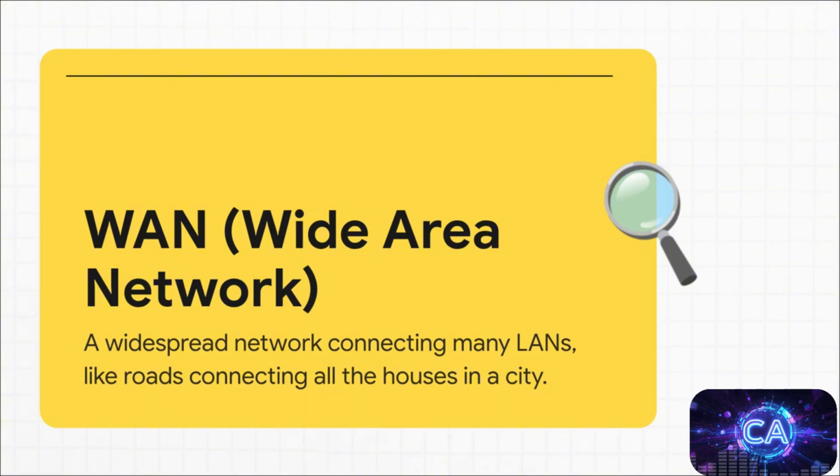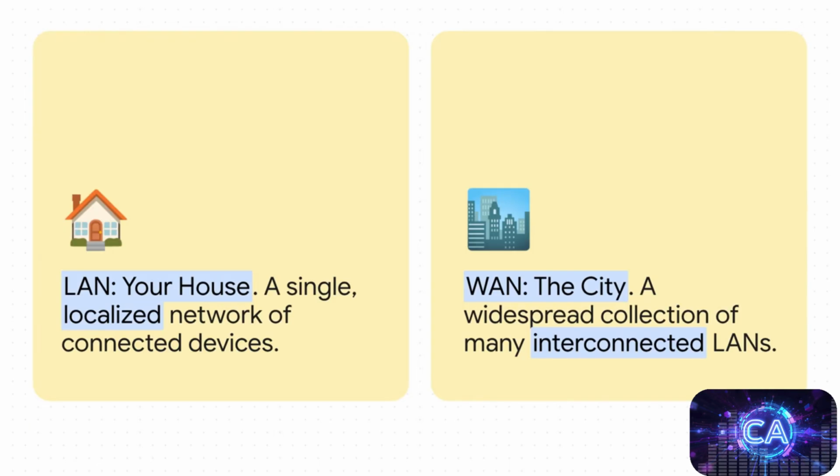Now, if your LAN is a single house, the WAN is the massive grid of roads, highways, and interstates that connect all the different houses, all the different LANs, together. Across a city, a country, the whole world. The internet itself? That's the biggest WAN there is. Let's just put it plainly. LAN is your house. It's small, it's local. The WAN is the entire city, a huge, sprawling network connecting all those houses. The only real difference is the scale.